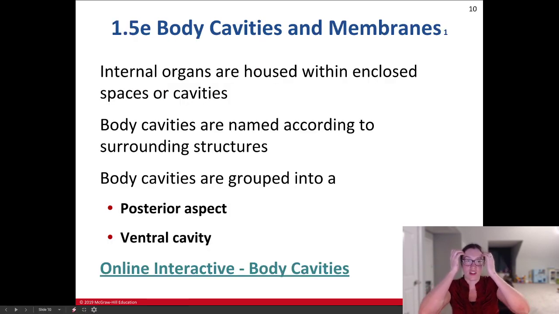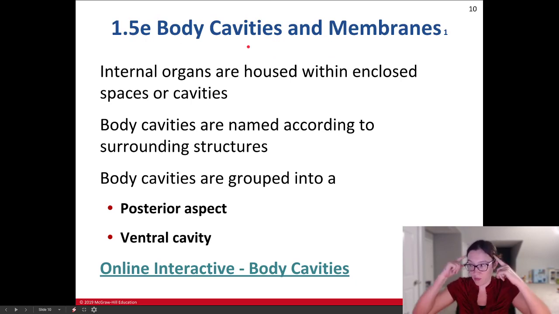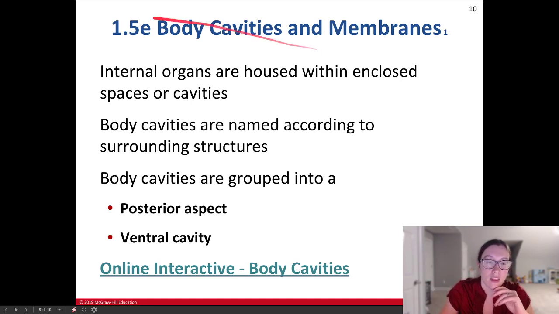So the next thing we're going to mention is body cavities and membranes. These body cavities are internal spaces within the body that house organs. The body cavities that we're going to be talking about are not open to the outside. They're like your abdomen, your thorax, your cranial cavity, which encloses your brain. They hold internal organs, and they are not open to the outside. And they're going to be grouped into the posterior aspect and the ventral cavity.